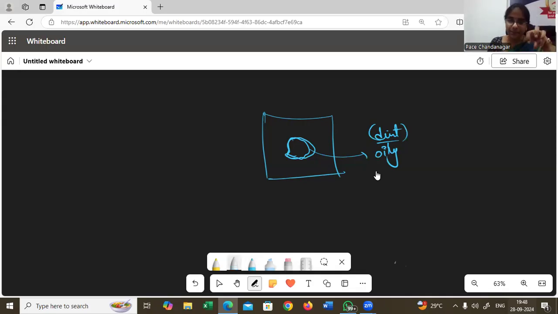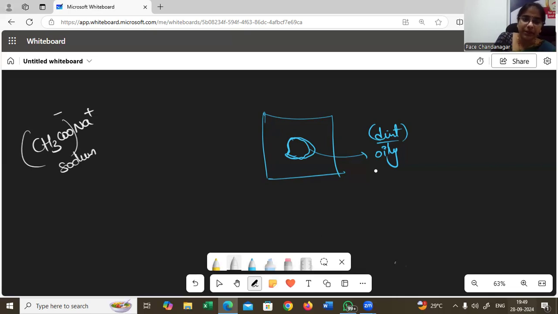See, I'm putting some soap. Soap is what? CH3COO-Na, as we have just now seen. This is sodium ethanoate, the soap here. Now this is minus and this is plus. This is a salt, sodium ethanoate. This is my sodium salt. Now what is happening? Check out.